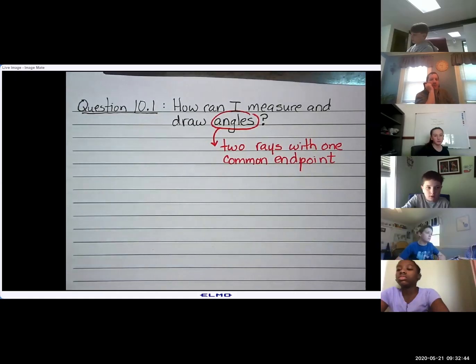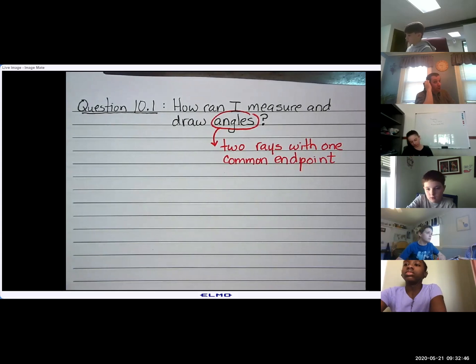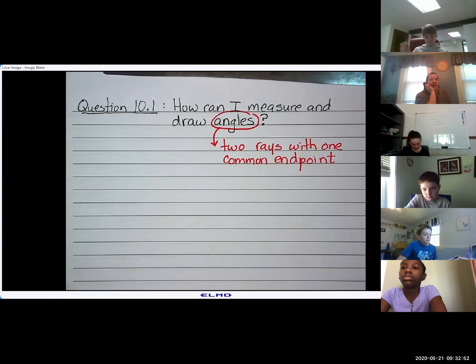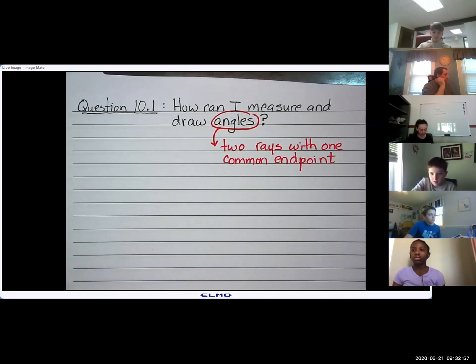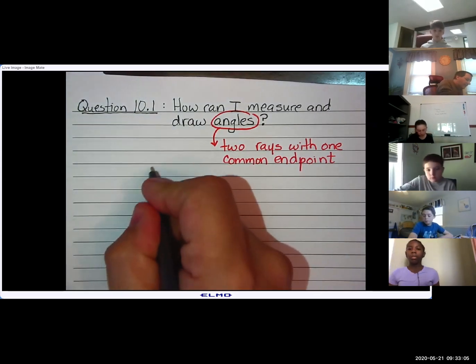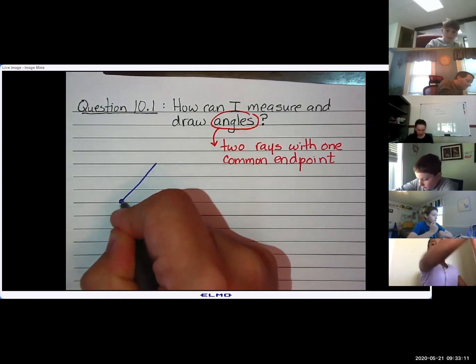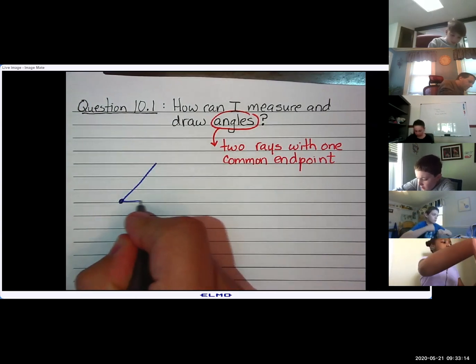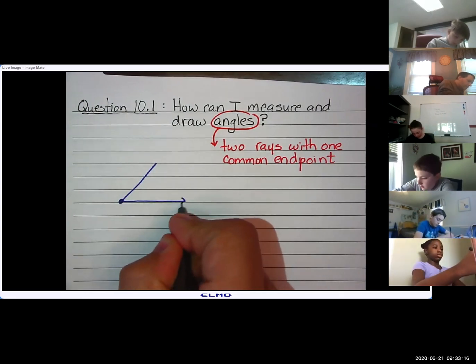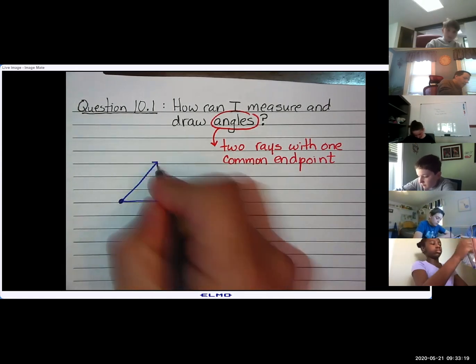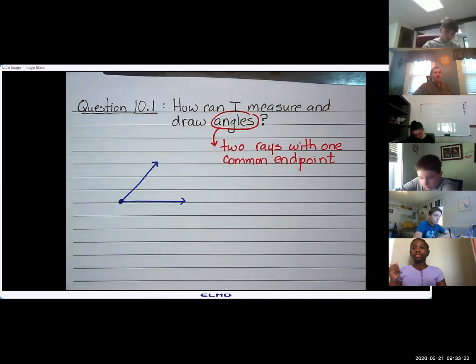So we're going to talk about Chapter 10, which is Geometry, Lesson 1, which is measuring and drawing angles. An angle is two rays with one common endpoint. So what I'd like to do is I'm actually going to draw an angle right now. Yours does not have to be exactly like mine, but if you could make it look something like mine, that would be great.